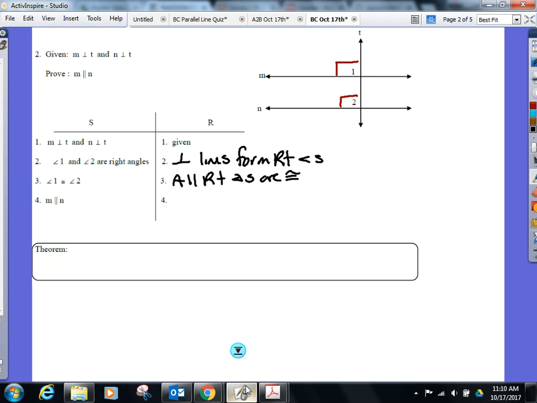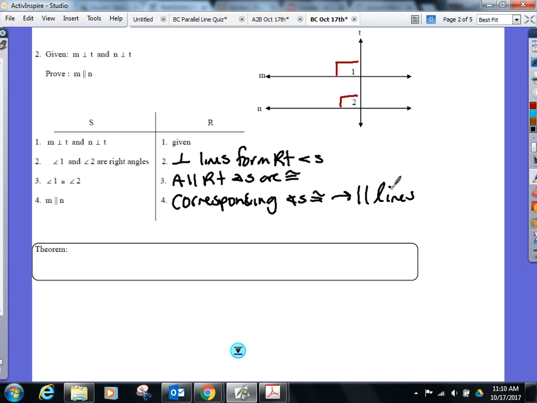Not only are 1 and 2 right angles, they're also corresponding. And if they're congruent, I have parallel lines. So corresponding angles congruent means I have, yep, parallel lines.